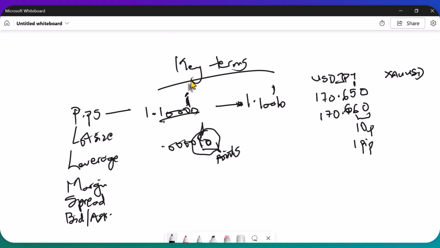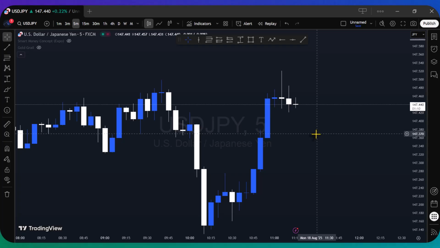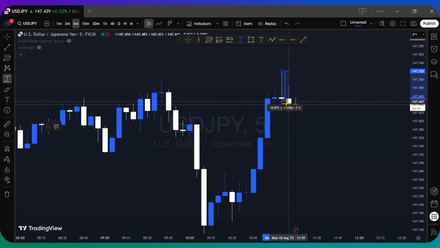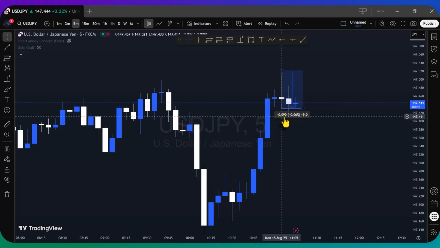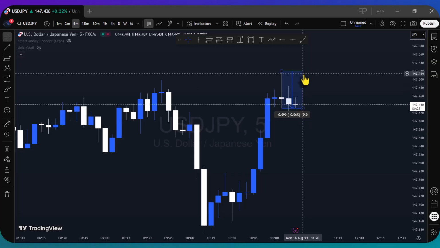Now let me show you an example on the charts. Now this is USD/JPY, and as you can see, we have 147.443. You can see that it's in three decimals. So let's assume we want to measure for this. Now as you can see, this candlestick measures 9 pips, 90 points. As you can see, 0.090. What did I say? On the second decimal place. And then we can see it's a 90-point movement and a 9 pip movement.